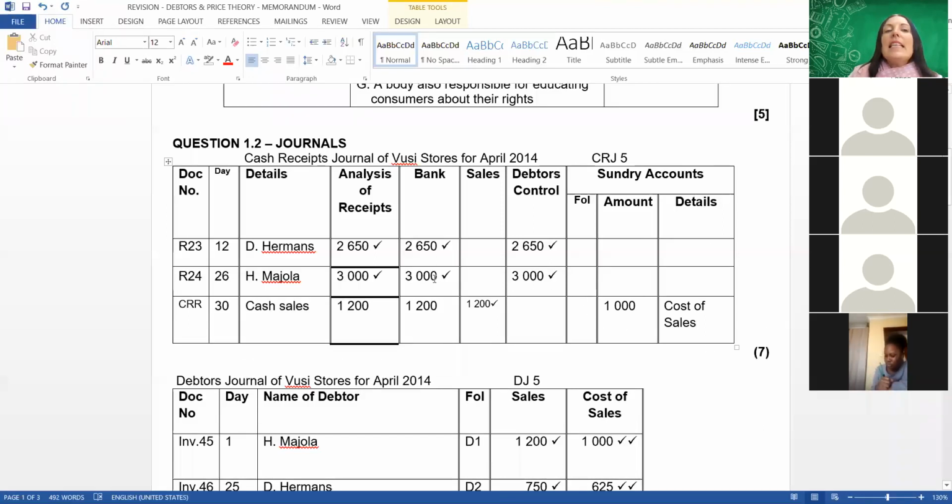Right, so that is our cash receipts journal, and the reason why none of these amounts in debtors control are recorded in sales is because we didn't sell to them here. Here they only gave us the money for sales that we've done a long time ago on credit in the debtors journal. Okay, so that one was for 7 marks.